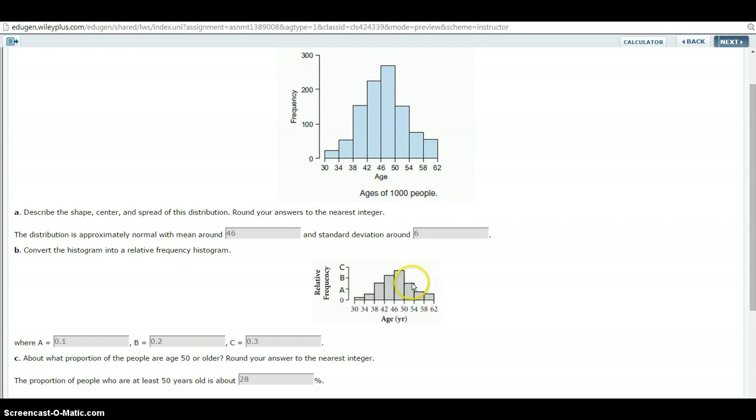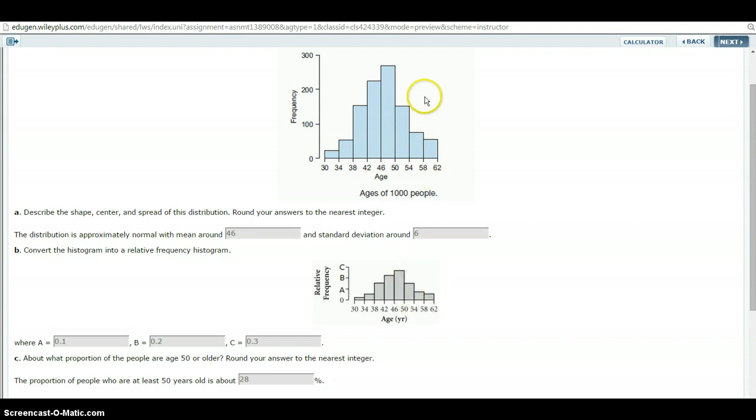So we'd have 0.15 or 0.08, sorry. 15% there, 8% there, that's 23%, and maybe another 5% there to give us 28%. Again, this tolerance is pretty large, so between 23 and 33% would have been accepted. The main point is that you realize you need to somehow calculate these 3 bars.